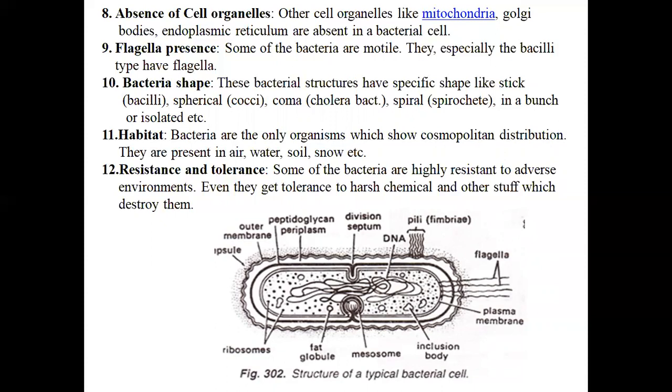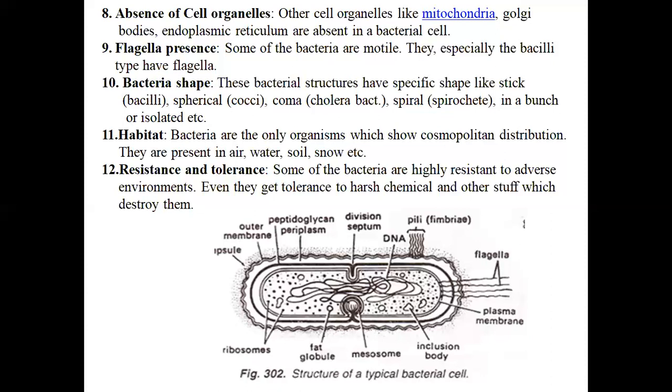Now the last character, resistance and tolerance. Some of the bacteria are highly resistant to adverse environments. Even they tolerate harsh chemicals and other stuff which destroy them. So the bacteria have the ability to resist and tolerate adverse climatic conditions like heavy temperature. Some of the bacteria can resist heavy temperature up to 45 degrees centigrade in the soil also, in case of our plant pathology.